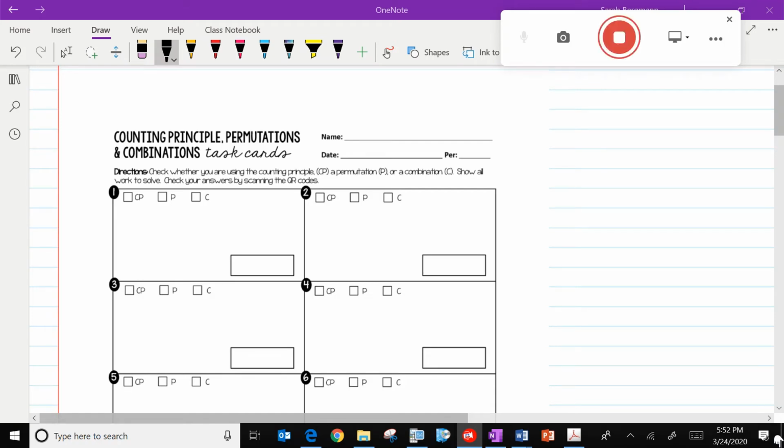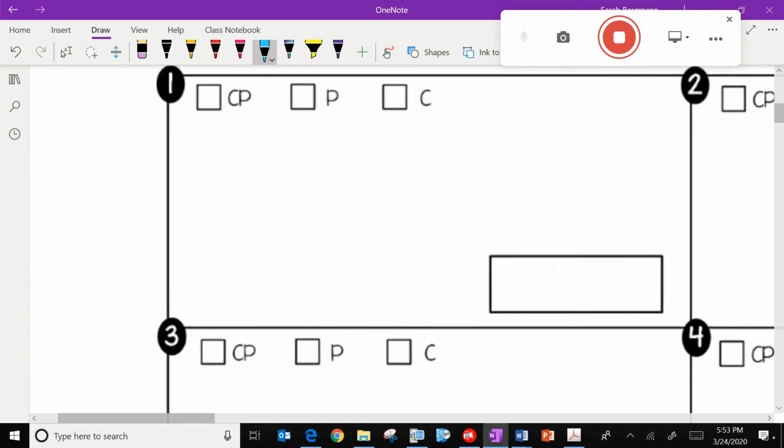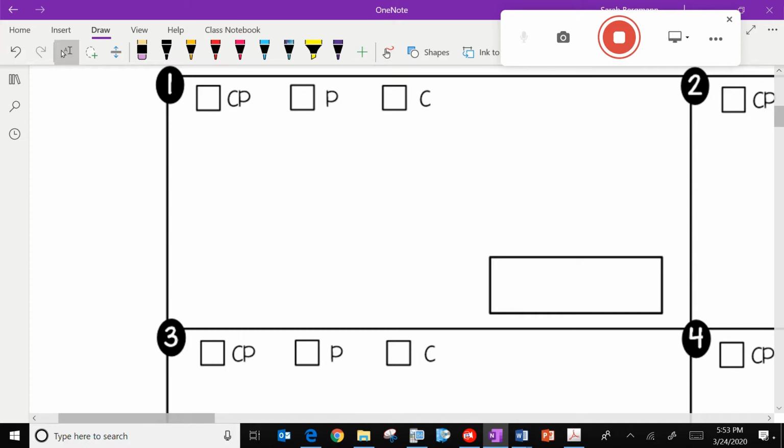Hey guys, this is a recording for PreCalc. We are going to first start with going over these counting principle, permutation, and combination task cards. So pay attention, make sure you have your workout so you can check yours. Okay, we'll just go ahead and start with the odds.